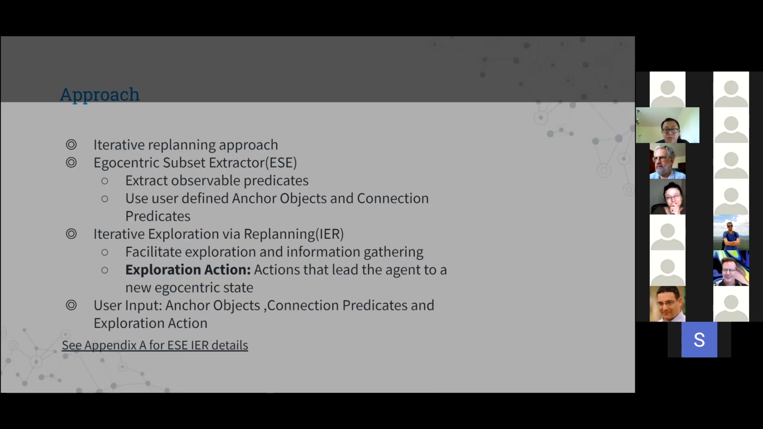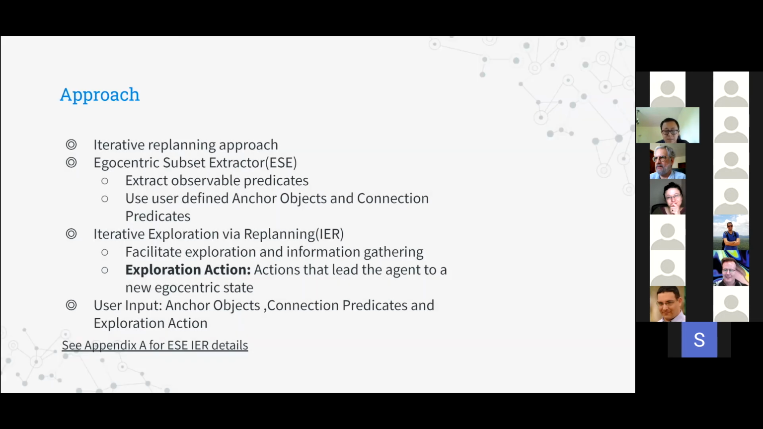So we use an iterative replanning approach, which extracts a subset of the pansophical planning predicates that are observable or seen by the agent. The agent will check whether the original goal can be achieved with the current information, and if not, it will explore to gather more information until the original goal can be reached. We divide our algorithm into two parts. The first one is called the egocentric subset extractor, which decides which subset of the planning problem is seen by the agent, and then an iterative exploration by replanning algorithm, which facilitates the exploration and information gathering process.